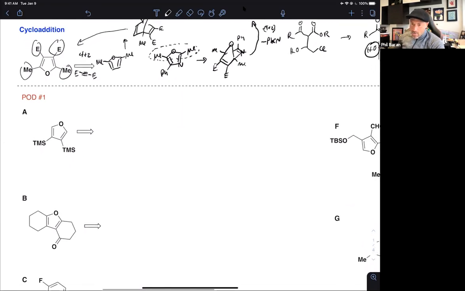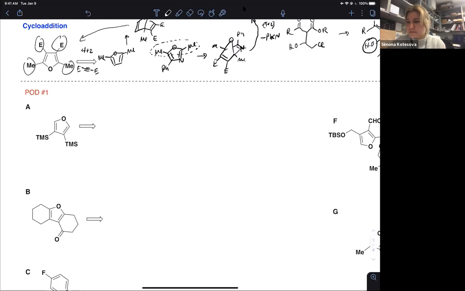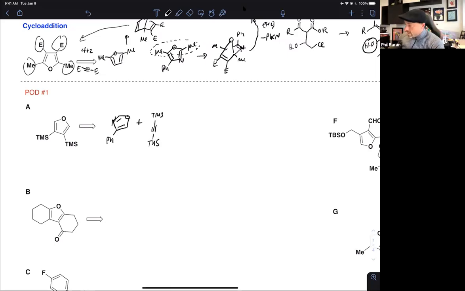All right, so problem of the day number one is taking what we've learned and seeing if you can put it together to derive syntheses of all of these compounds. So the first one is something reminiscent to what we just talked about, and maybe Simona can help us with what would be a logical disconnection. Yeah, could you do a 4+2 with TMS acetylene and an oxazole? That sounds great.